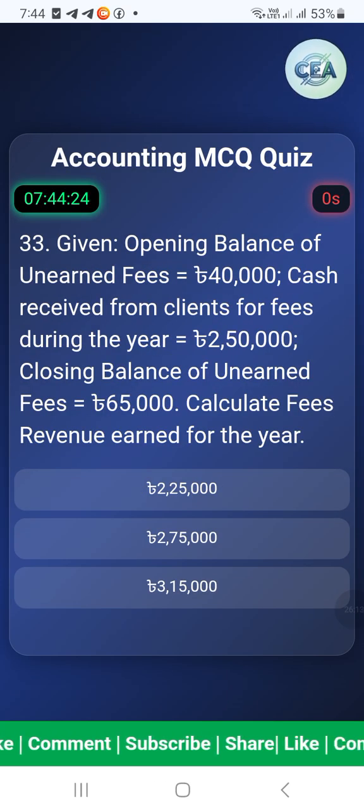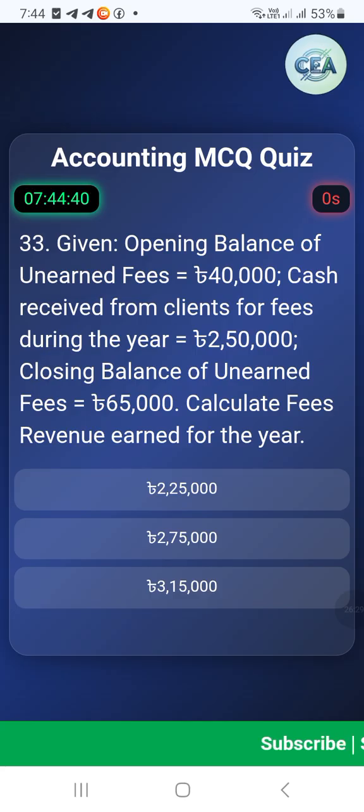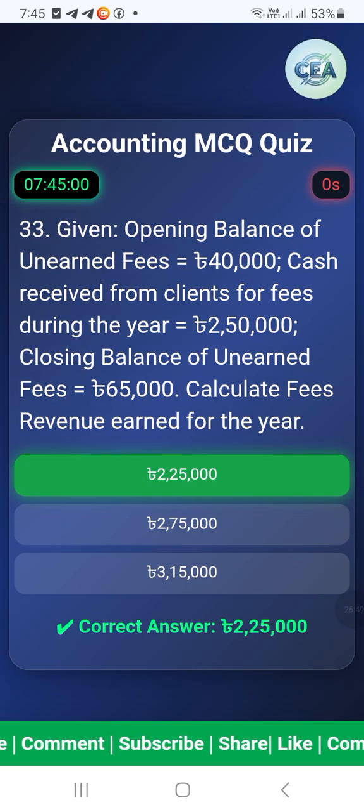33. Given, opening balance of unearned fees equals 40,000 takas, cash received from clients for fees during the year equals 250,000 takas, closing balance of unearned fees equals 65,000 takas. Calculate fees revenue earned for the year. Option 1. 225,000 takas. Option 2. 275,000 takas. Option 3. 315,000 takas. Correct answer is 225,000 takas.